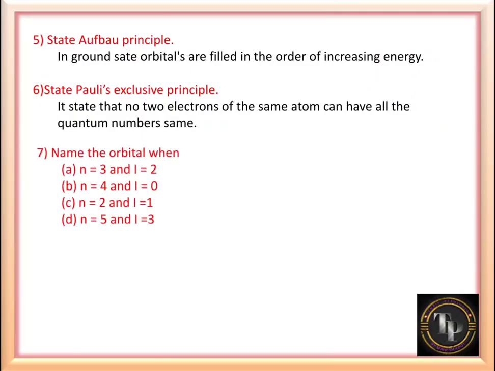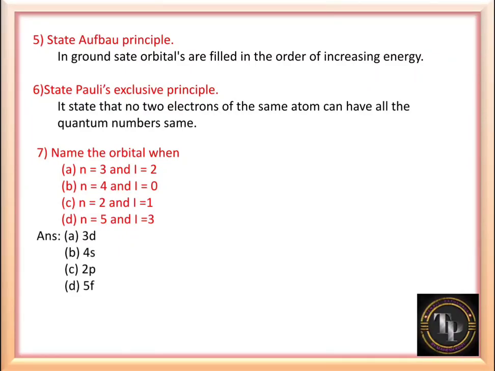Name the orbital when n is equal to 3, l is equal to 2. I told you this one point, guys. You remember, n is 3, the principal quantum number is 3. That means the front number is 3 only. If L is 2, I told you, remember, L value 0, S orbital. L value 1, P orbital. L value 2, D orbital. So L value 2 means D orbital. N value 3 means principal quantum number is 3. What is the answer? 3D.